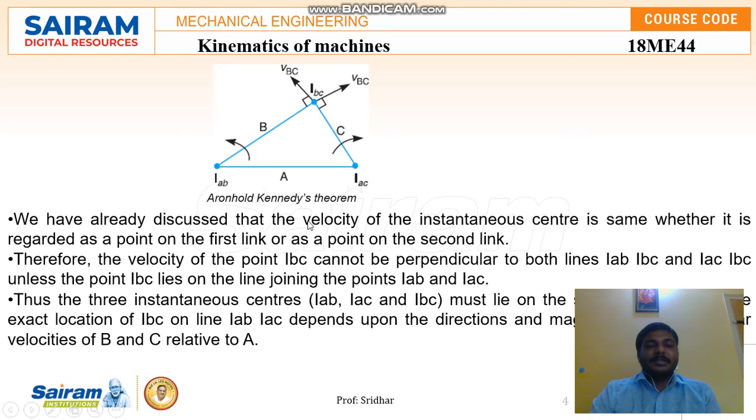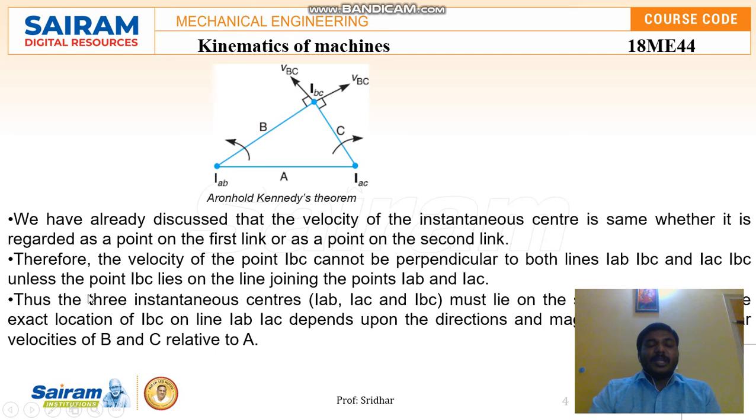We have already discussed that the velocity of the instantaneous center is the same, whether it is regarded as a point of the first link or a point of the second link. Therefore, the velocity of the point IBC cannot be perpendicular to both the lines IAB and IAC unless the point IBC lies on the line joining IAB and IAC. If it lies on the line joining IAB and IAC, then it will automatically be perpendicular.